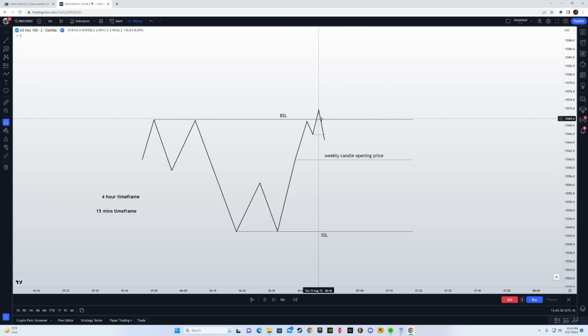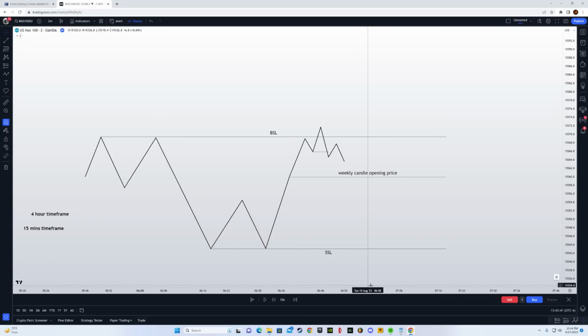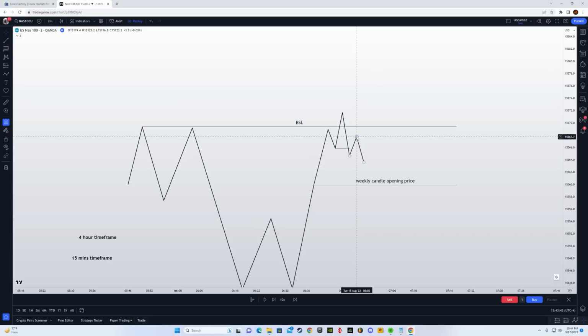Okay, so once you have a market structure shift on the 15 minutes time frame, now you have to wait for price to create some form of liquidity, right? Now, it could be a high, or it could simply be something like this. So price can either create a high like that, a liquidity level, or it can create a high like that.